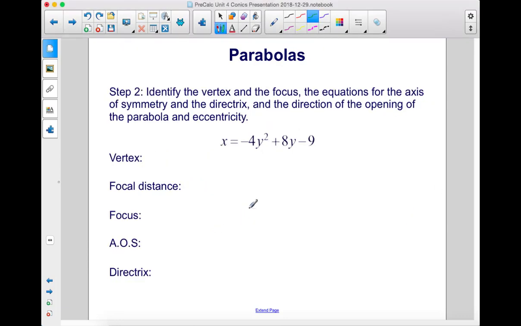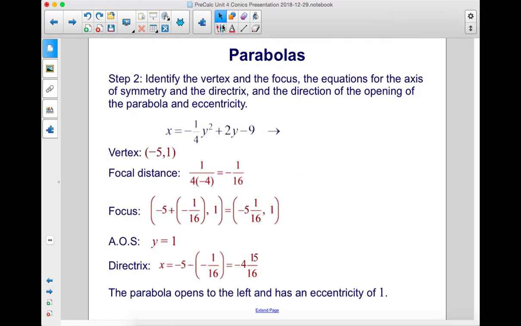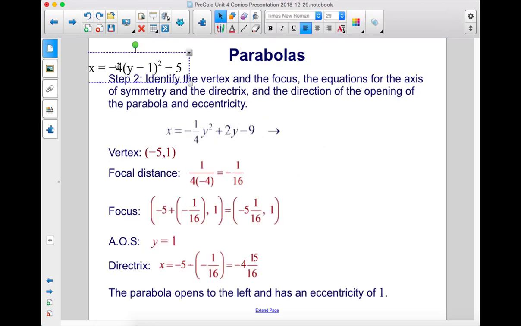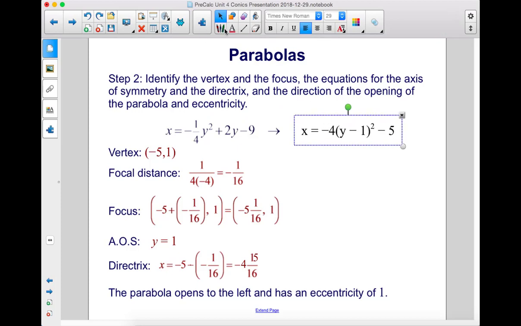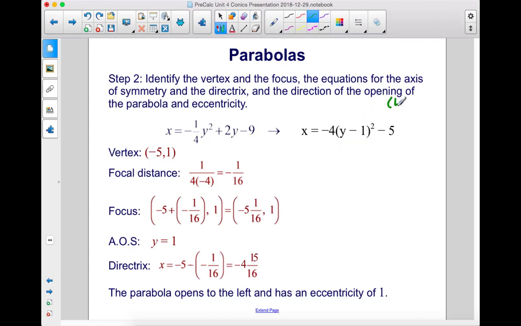Step 2. Identify the vertex and the focus, the equations for the axis of symmetry and the directrix, and the direction of the opening of the parabola and eccentricity. Alright, so in step 1, we converted this into vertex form. So I'm just going to paste that in here. The vertex is at h, k. Because this is x as a function of y, this is k and this is h. So h is -5 and k is +1. Therefore, the vertex is at -5, 1.